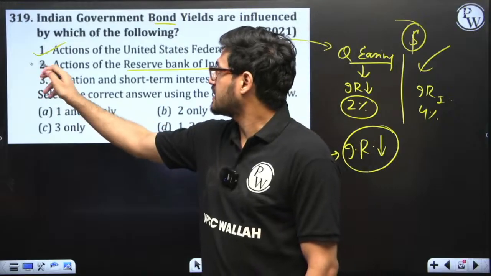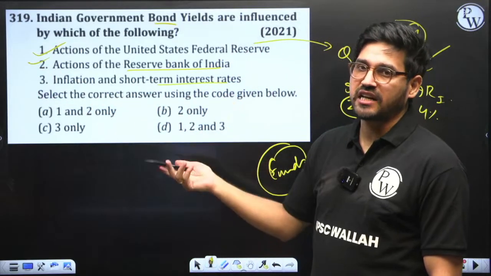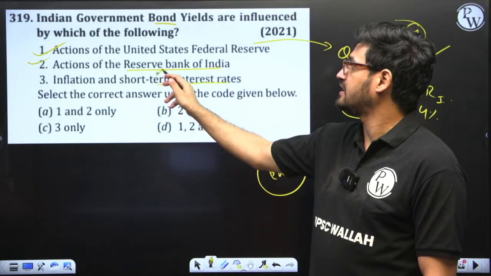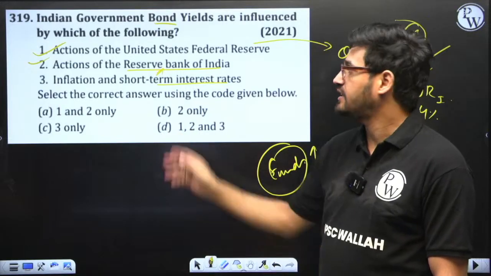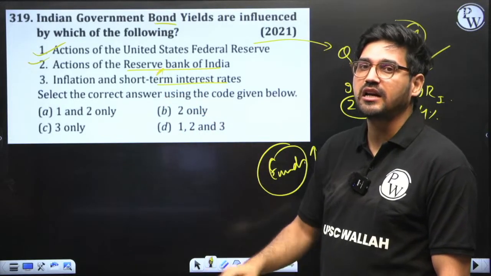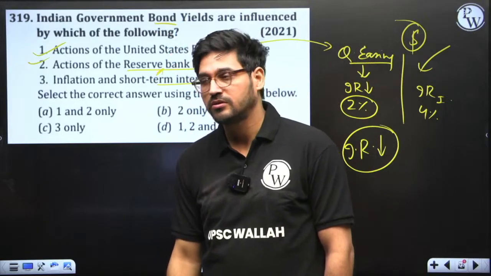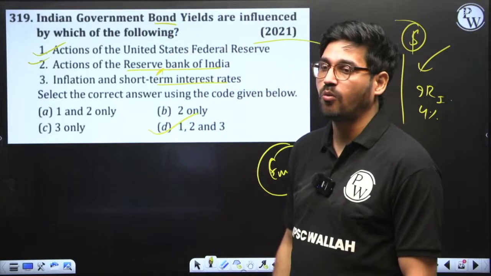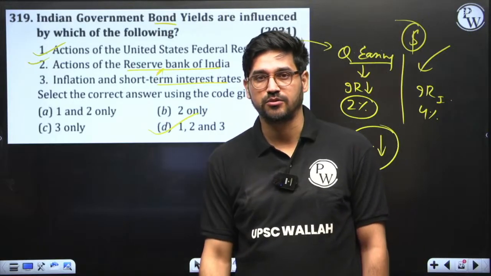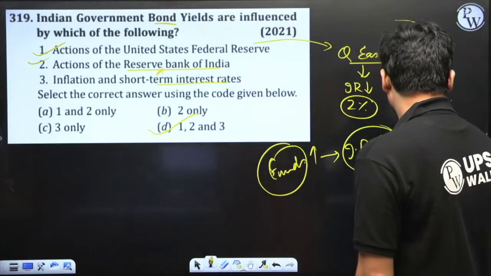The third one says inflation and short-term interest rates. Once again, if there is an inflationary scenario, it will bring the RBI into action. And if the RBI is brought into action, quite clearly, it may have an impact on the bond yields also. So the answer is 1, 2 and 3. We'll move to the next one.